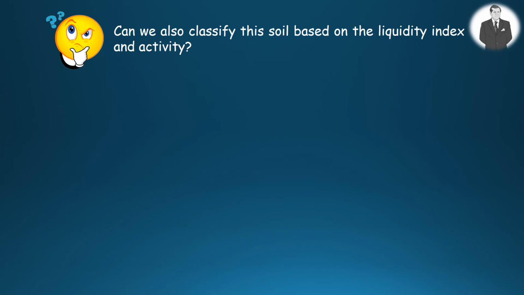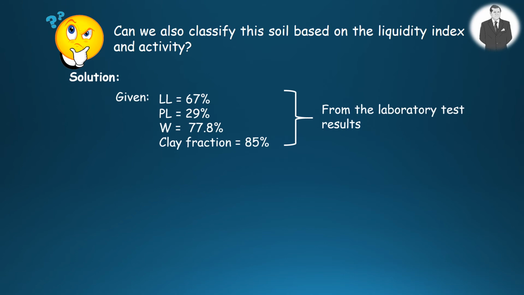Can we also classify the soil based on the liquidity index and activity? Yes, of course. Given are the liquid limit, plastic limit, natural water content, and clay fraction. These are all from laboratory tests. Now, we know that plasticity index is the difference between liquid limit and plastic limit.